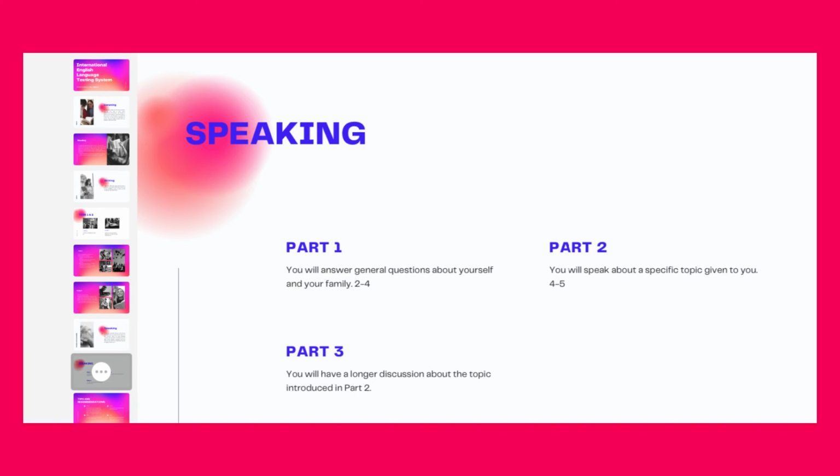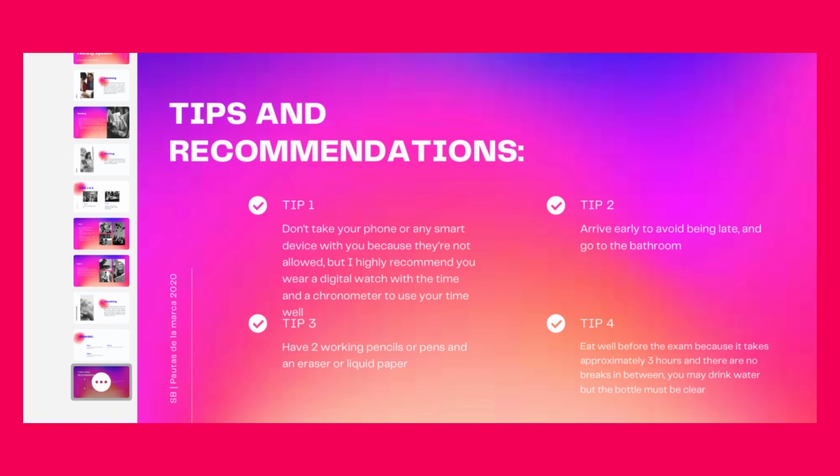Okay, so the parts are part 1, part 2, and part 3. Part 1 is basically just speaking about your family. They're going to ask you general questions about yourself and them. Then in part 2, they have a list of topics that they can choose from to ask you. This can be very random, literally anything from trees to places to music, etc. And in part 3, you're going to have a longer discussion about the topic that you were introduced to in part 2. Now for the last part, you have my tips and recommendations.